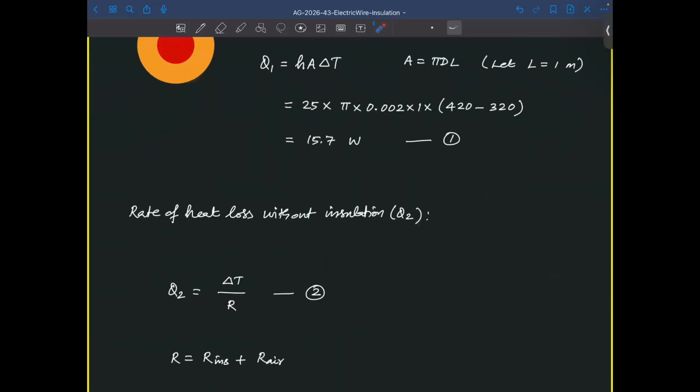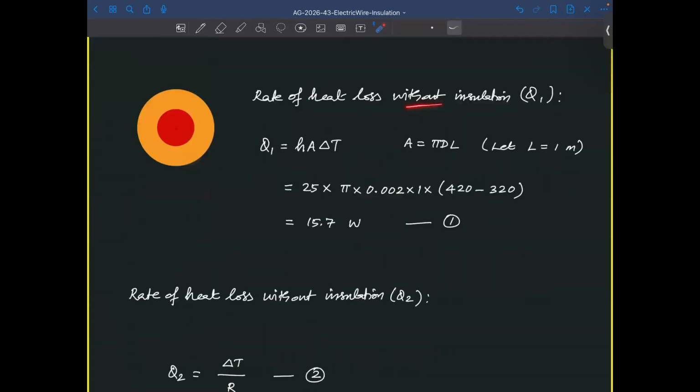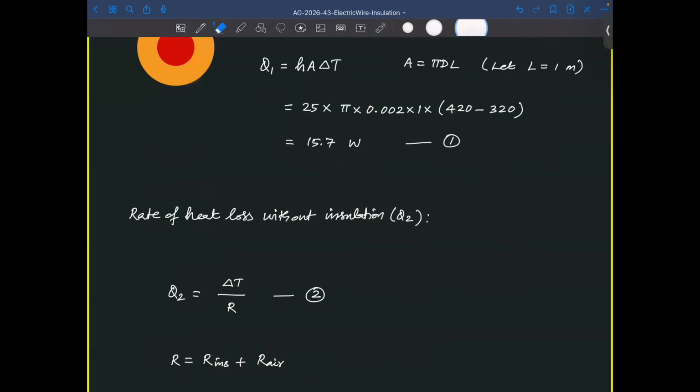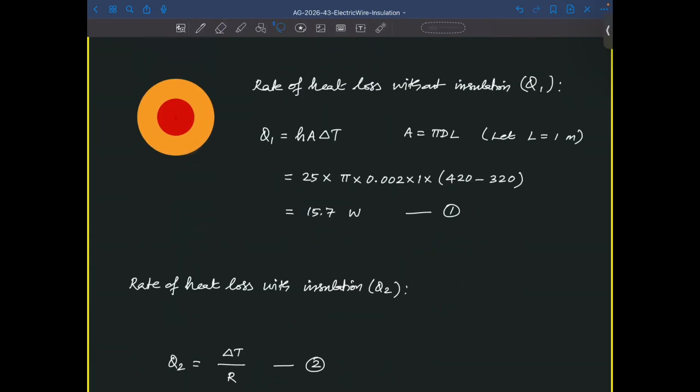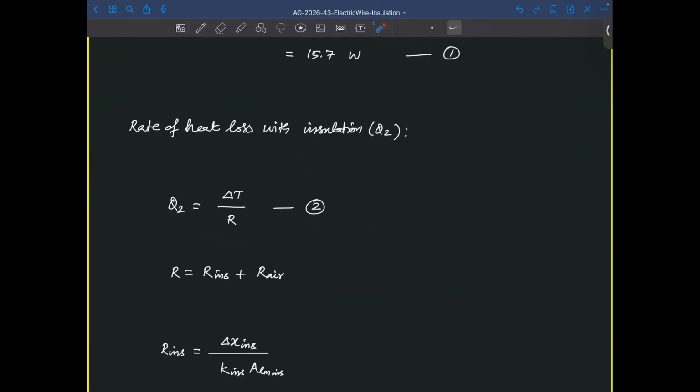Now, this was without insulation, and this is going to be the rate of heat loss with insulation. With insulation, we have two resistances. One is the resistance of the insulation, and the other is the resistance of the surrounding air. So the rate of heat loss with insulation is equal to delta T by R, where R is made up of two components, the insulation resistance plus the air resistance.